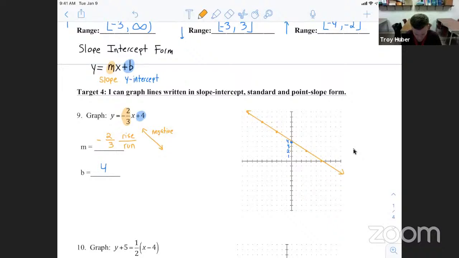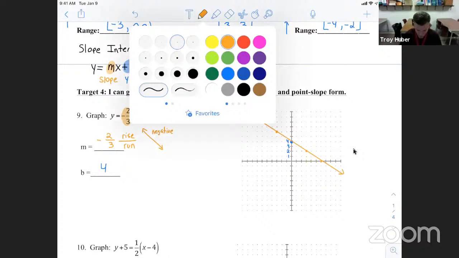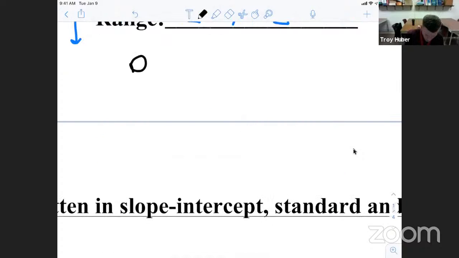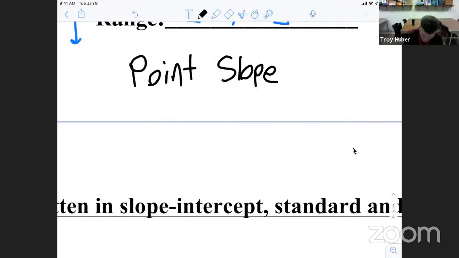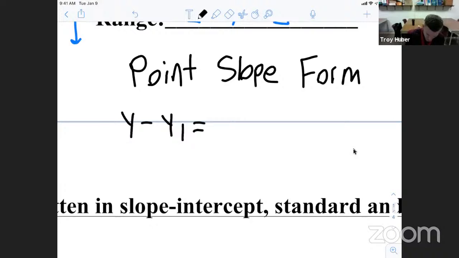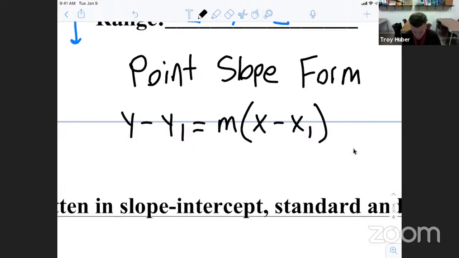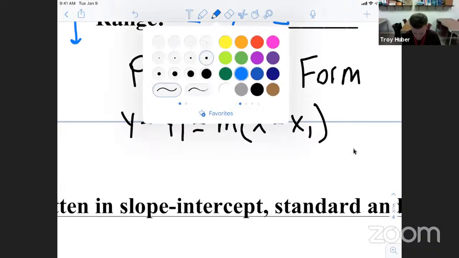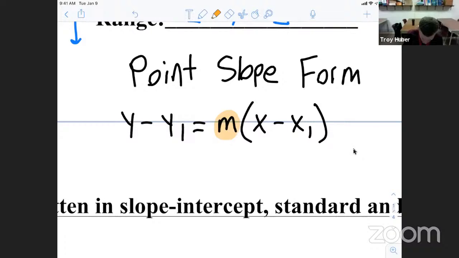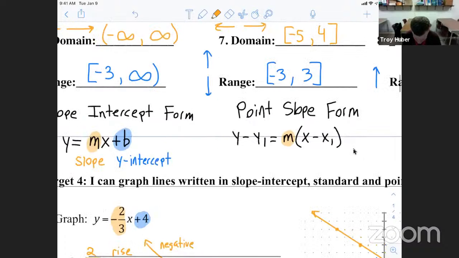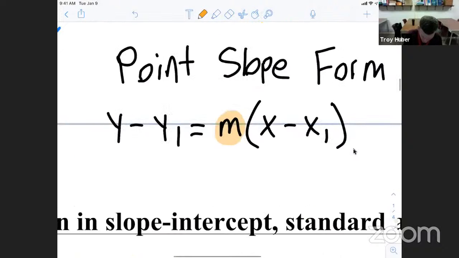All right, but now our next equation of a line is what we call point-slope form. All right, and point-slope form is y minus y1 is equal to m(x minus x1). Remember, this m is still our slope, just like in that first one. So I'm just going to label this again, slope.